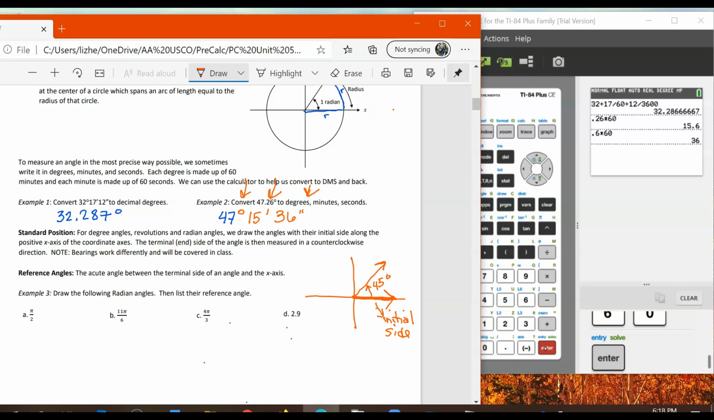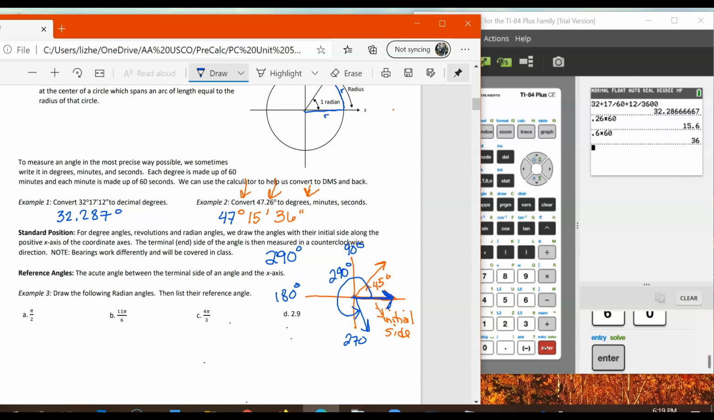Let's do another one in degrees first, because I think we all still think in degrees. Let's say I wanted to do 290 degrees. Well, my initial side is right there. This is 90. This is 180. This is 270. So 290 would have my initial side there, and then it would go all the way around to like that. And that would be my 290 degrees. Remember that the negative means we're going in the other direction. So, all right.